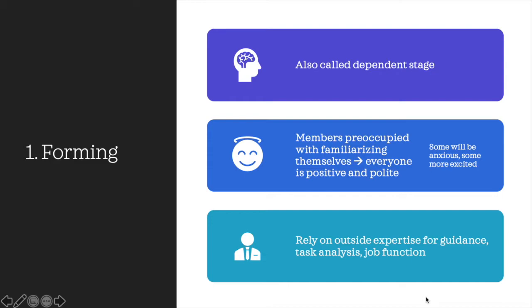In the forming stage, groups tend to rely on others or outside expertise for guidance, analysis of the task, and job function. For example, if this is a group project, you may be relying on the instructor to give you some instructions on what the final project needs to look like.